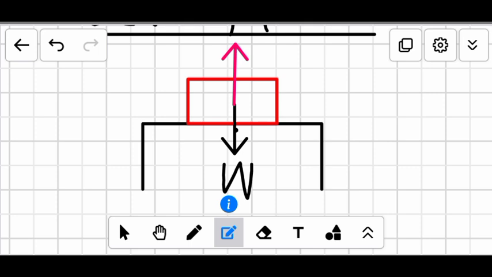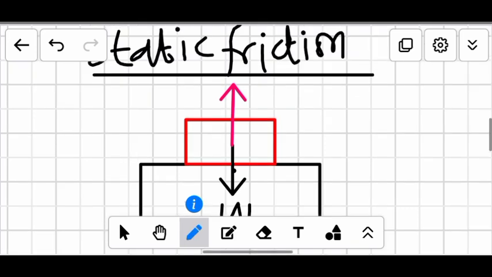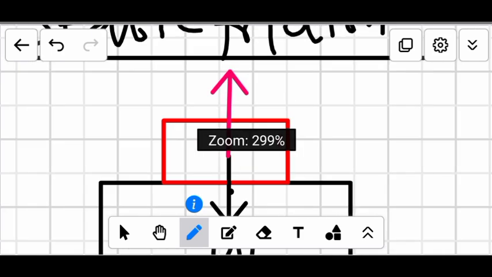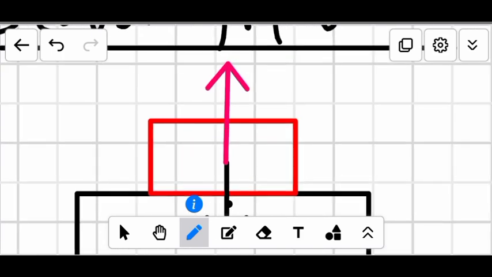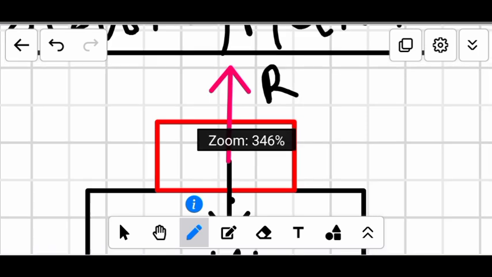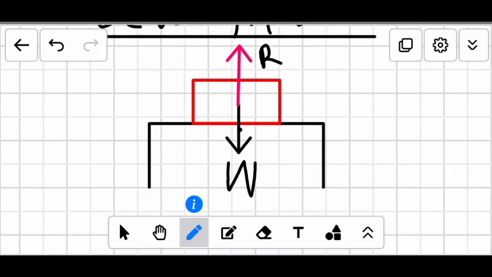The one that acts upward, let's call it R, which you can call the normal reaction or normal force. So normal reaction R, that is it. And apart from that, there is a frictional force existing between the table and the block. That frictional force is static frictional force or limiting friction that is holding this body.